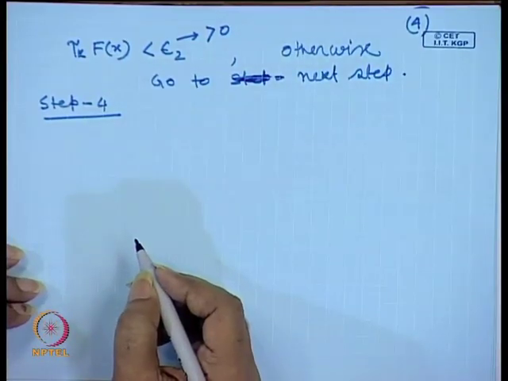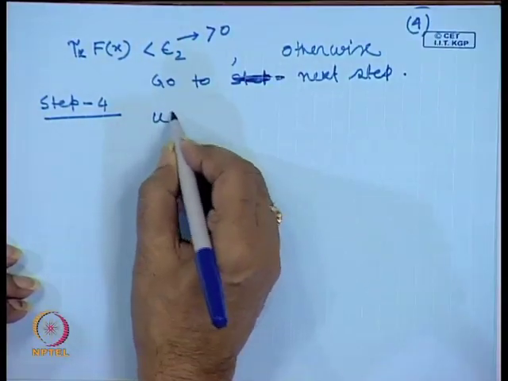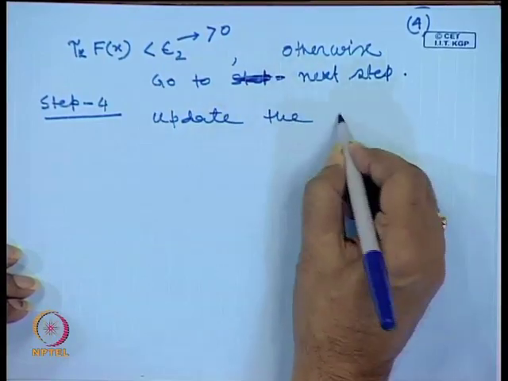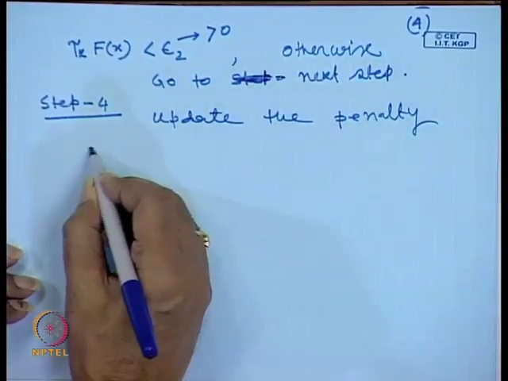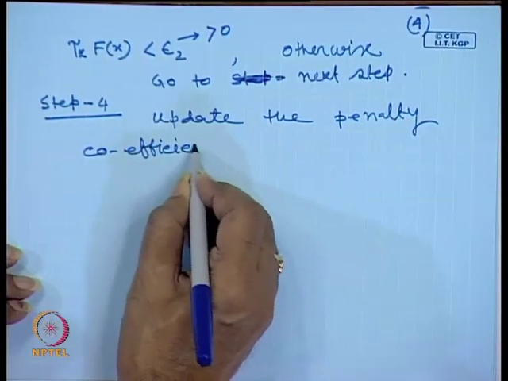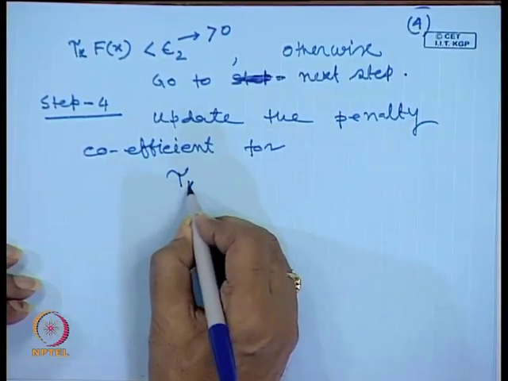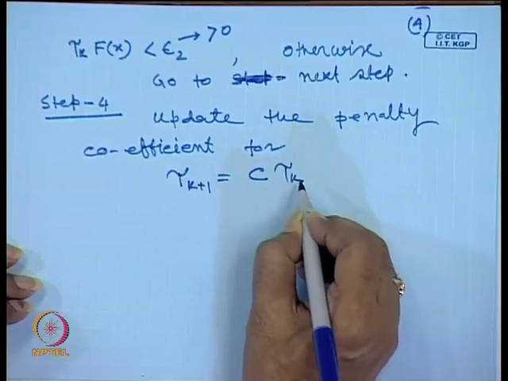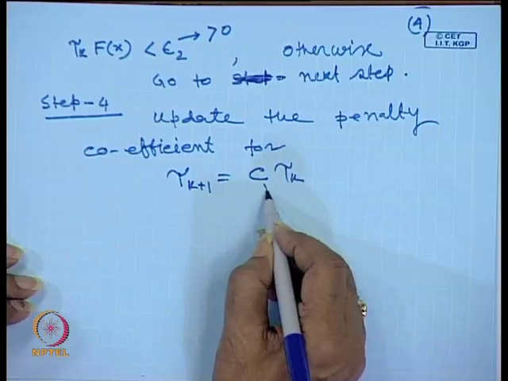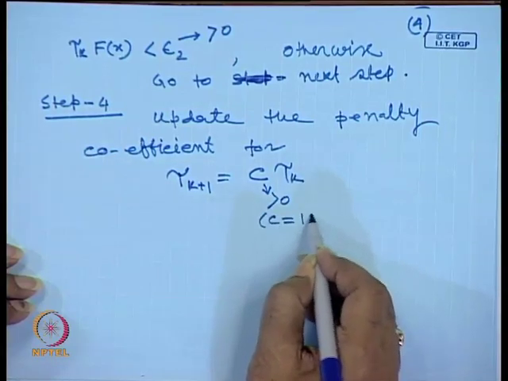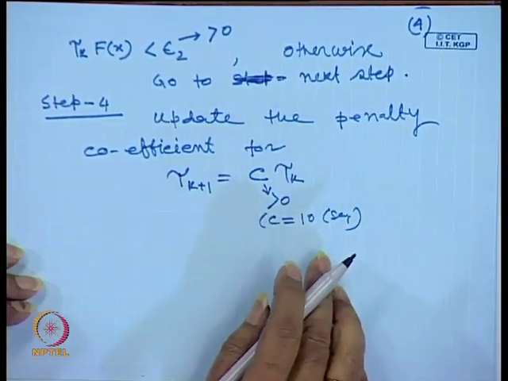What is the next step? You have already got the values of x 1 and x 2, from the point which is furthest away from the feasible region, that is now approaching the boundary of the feasible region. So, what will we do now? Update the penalty coefficient: tau k plus 1 is equal to c tau k. Tau k we have assigned earlier, you multiply it by c, whose value is greater than 0, we have assigned c as say 10. So, you multiply by 10 and start the process once again.